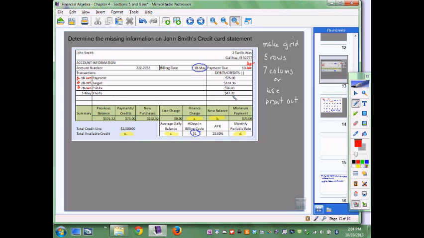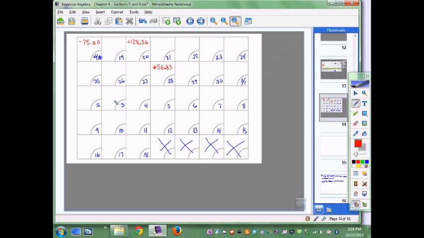And then May 3rd, Kohl's for 47.33. So I go to May 3rd and I put plus 47.33. Okay, so these are the new transactions. Minus for the payment, pluses for the charges. Okay. Then I start with my previous balance.